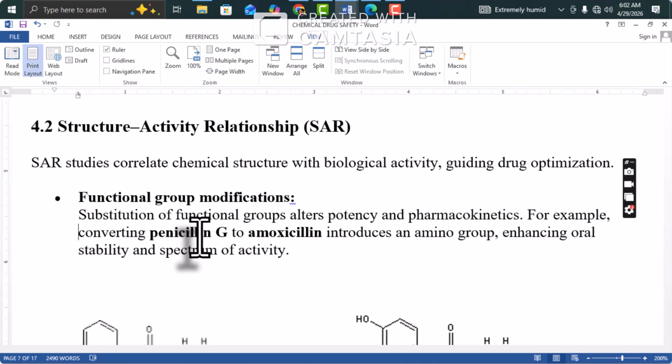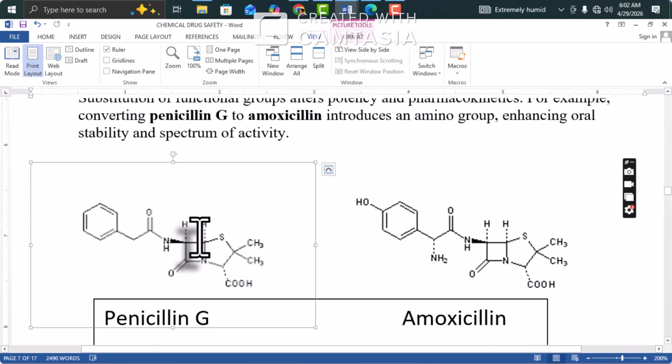An example is penicillin, converting penicillin to amoxicillin. So we know that penicillin is one of the oldest antibiotics. In fact, it's the oldest known modern antibiotic. And then over time, it became less potent. So an amino group was added to it to form amoxicillin, which we all know very well.